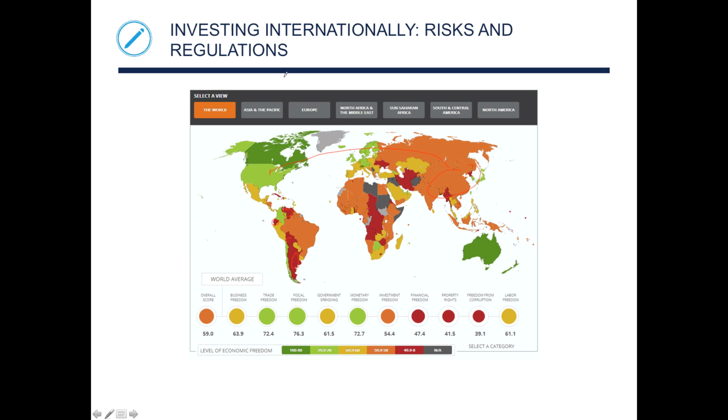So there's a bunch of things to consider. If you're looking into the Scandinavian countries, for example, yes, there's trade freedom, fiscal freedom, monetary freedom, and all that, but I don't think you're going to find a lot of cheap labor here or a lot of cheap investments, right?